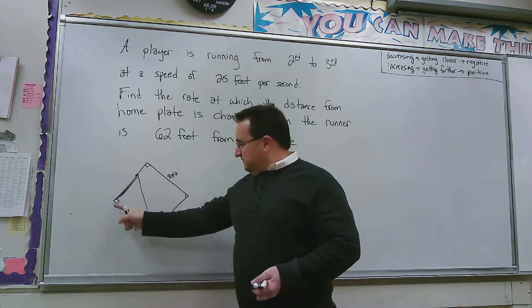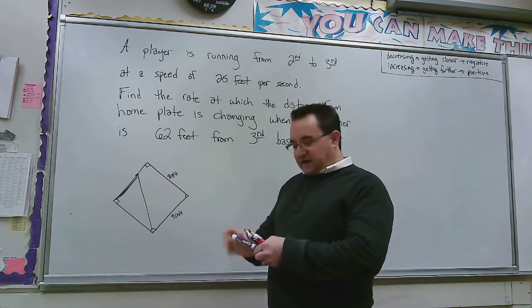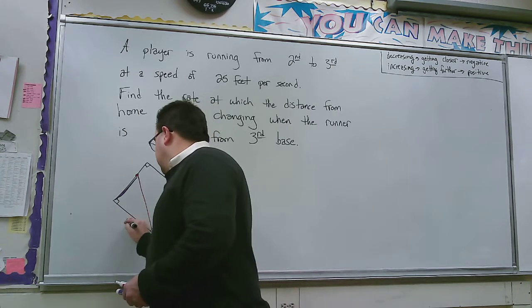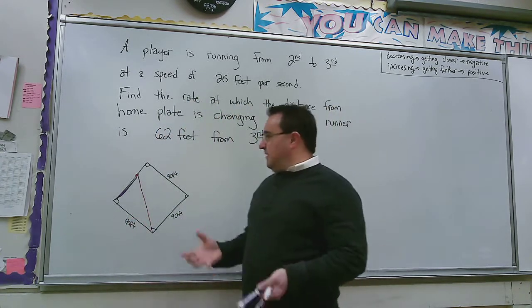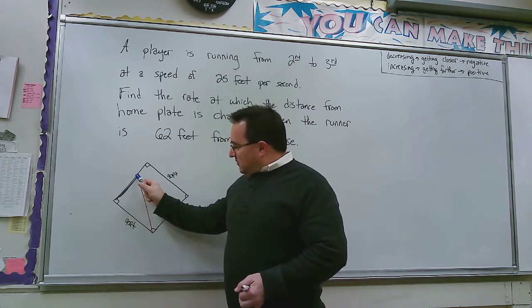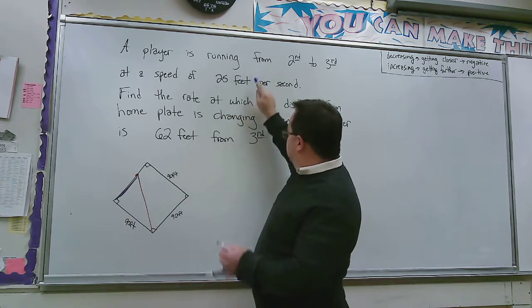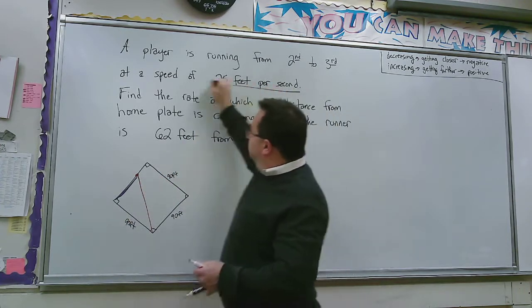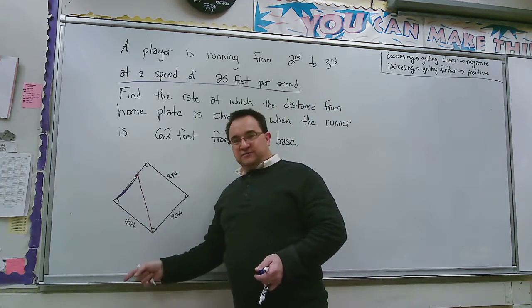And notice that this forms a right triangle right here, and we know one of the sides. That's how these problems go. You just have to work the problem and think about what makes sense here. So I would care about how fast I'm running towards third. That's what that number is telling me about. How fast am I running in this direction?